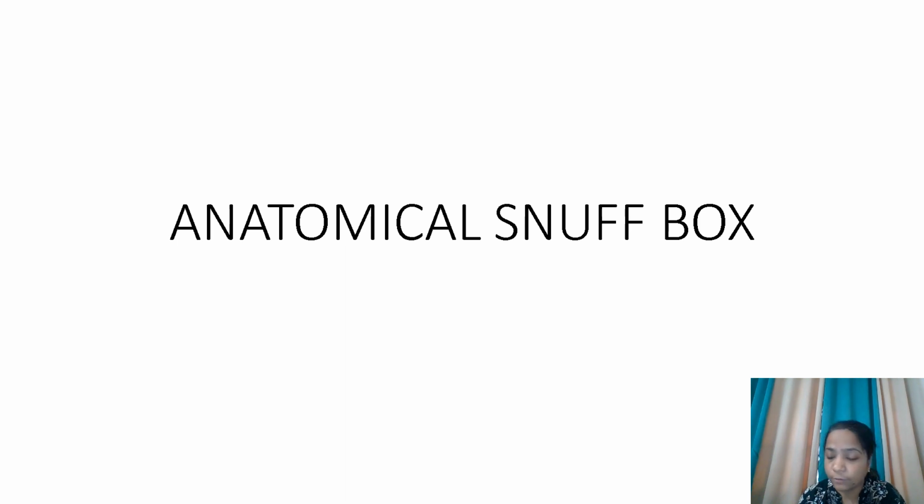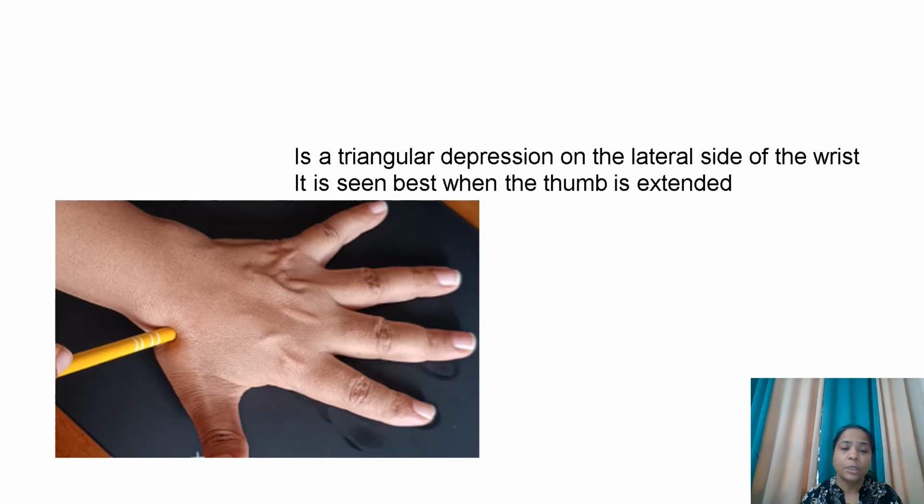So first of all, what is the location of the anatomical snuff box? As I have told you, if you abduct your thumb, then you will find at the dorsum of the hand a triangular depression over here, and that triangular depression is known as anatomical snuff box.